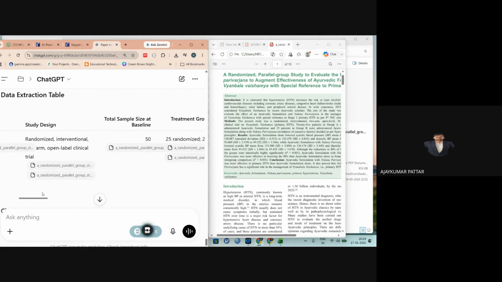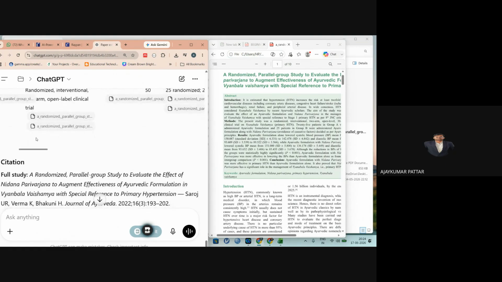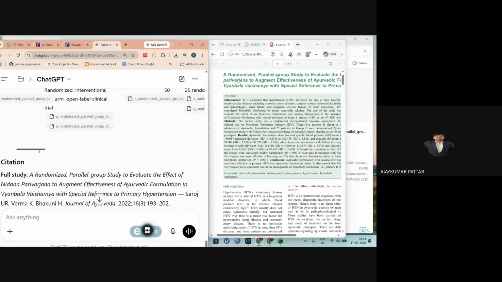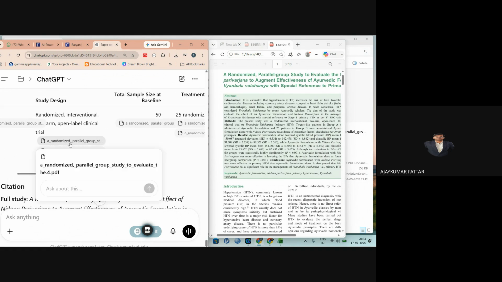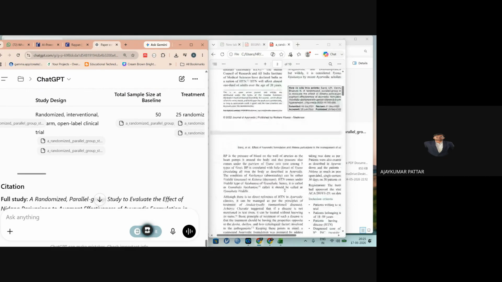Then study design: randomized, interventional, open label. I have given the prompt like, give the references, that's why these things are coming in between. So randomized interventional; whether it is single arm or double arm, we will see here. Maybe it is single or double arm, maybe open label clinical trial. So study design, we will see in the paper.